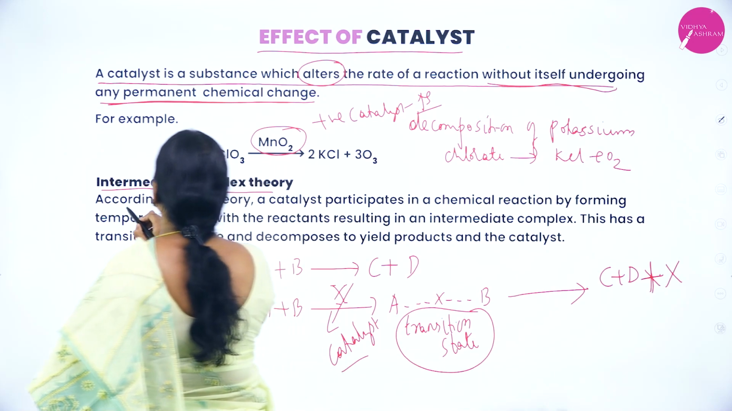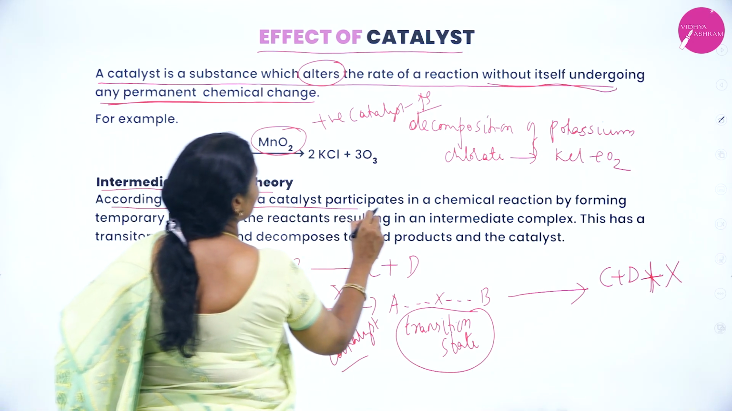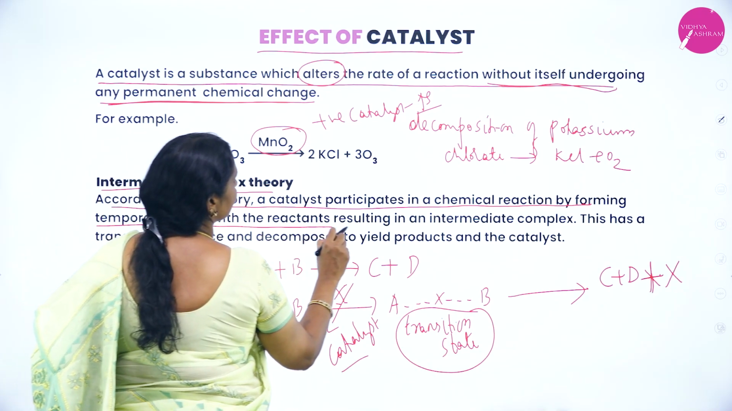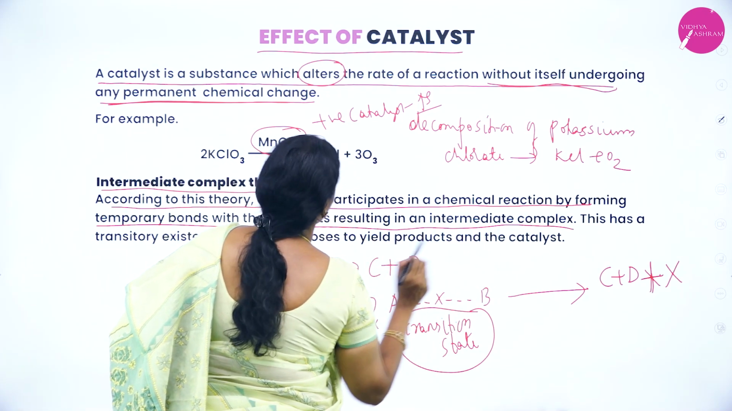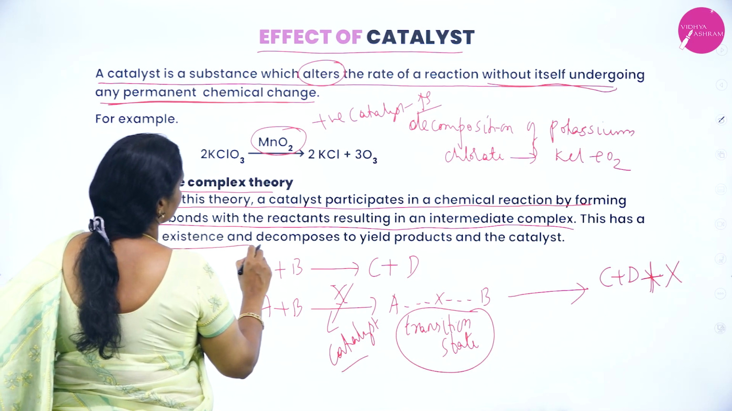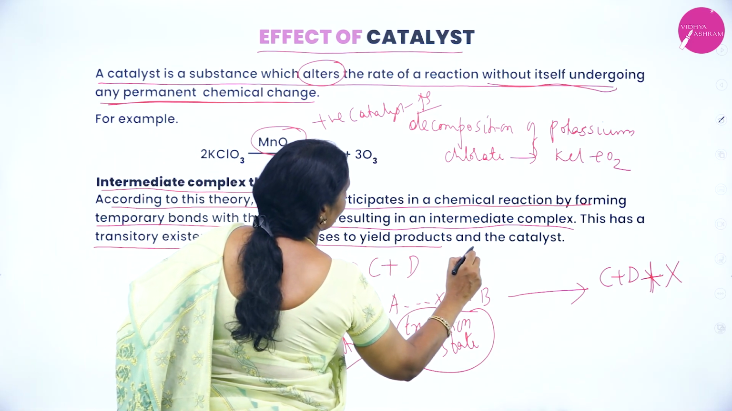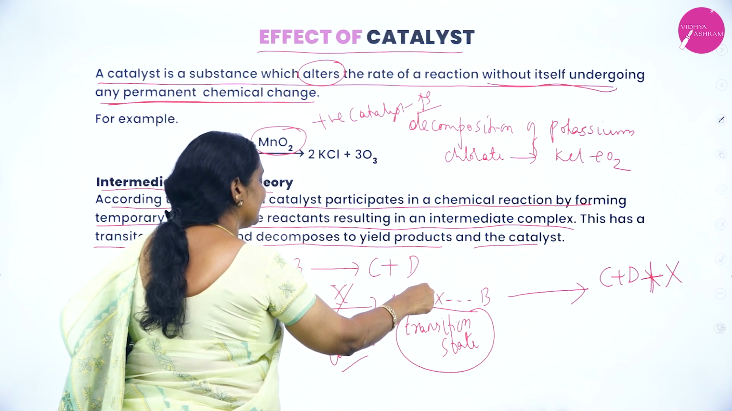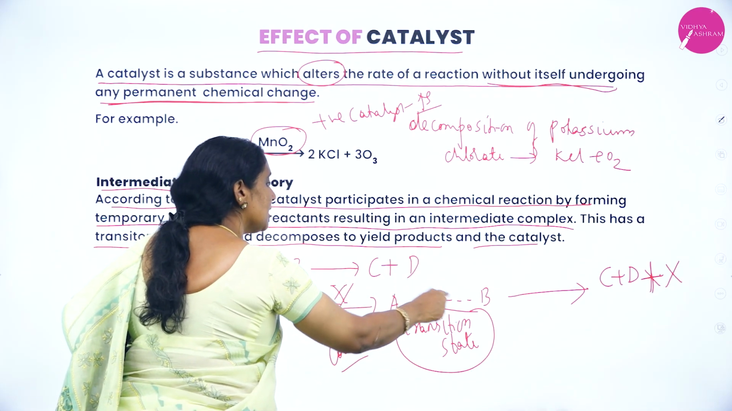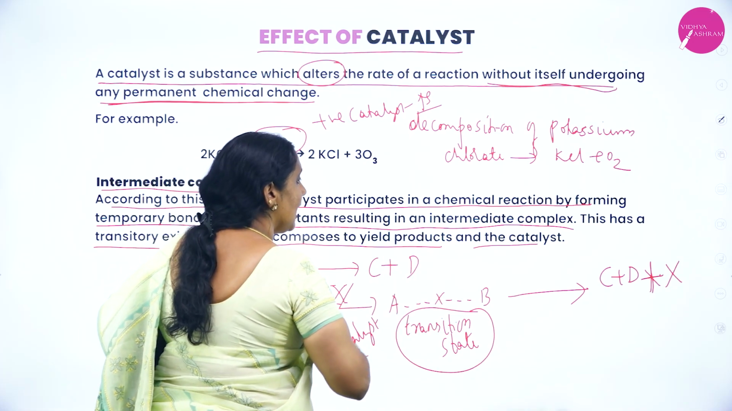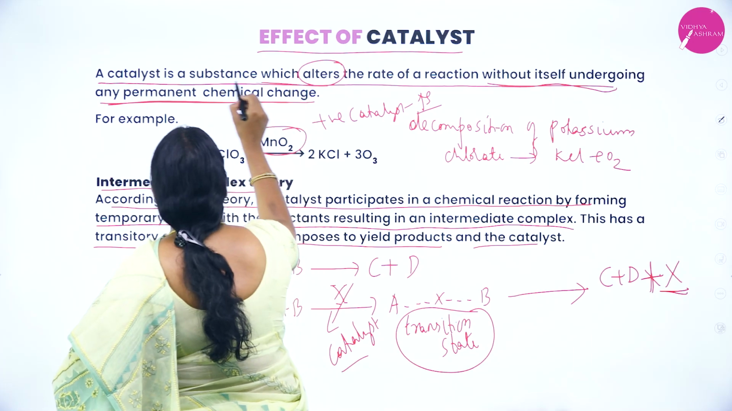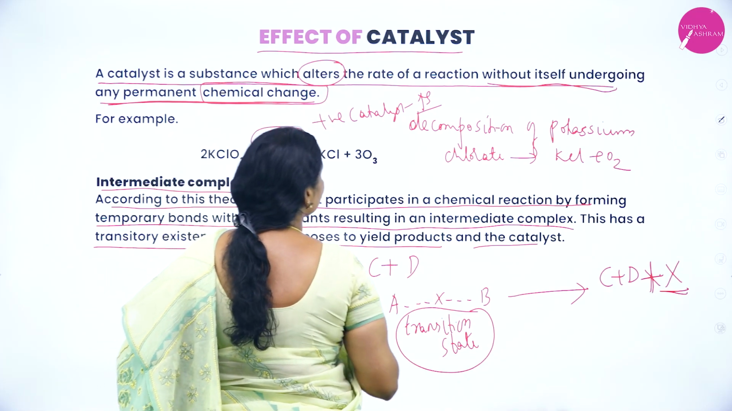Therefore, please read this. According to this theory, a catalyst participates in the chemical reaction by forming temporary bonds with reactant, resulting in an intermediate complex. This has a transitory existence, decomposes to yield product and the catalyst. So, the catalyst, although involved in the reaction, forming temporary bonds with reactants A and B, after decomposition is regenerated. That's why it does not undergo any permanent chemical change.